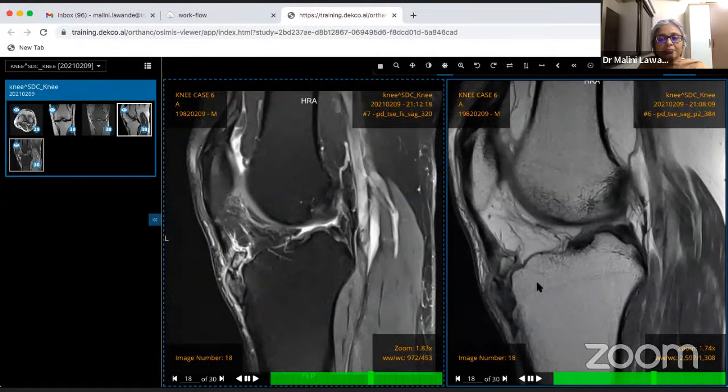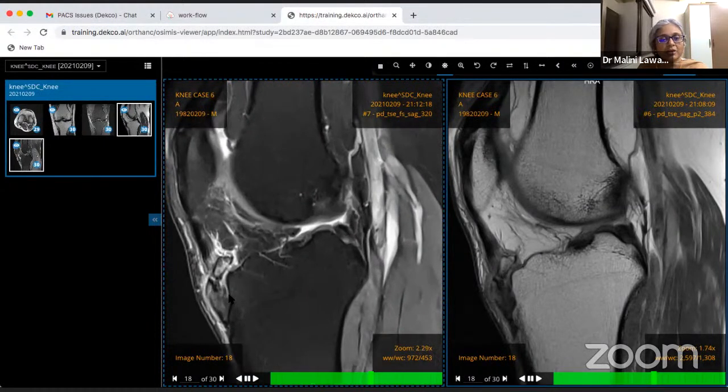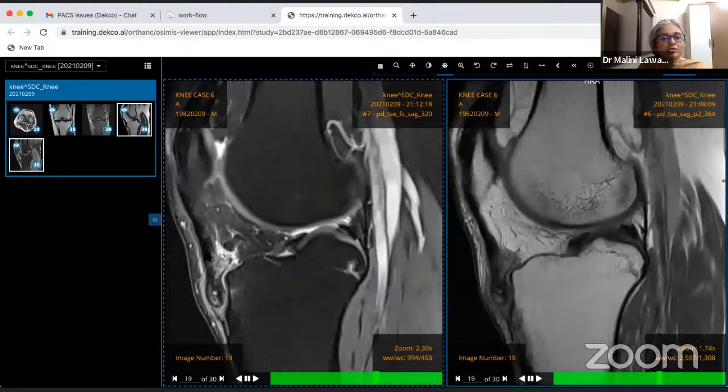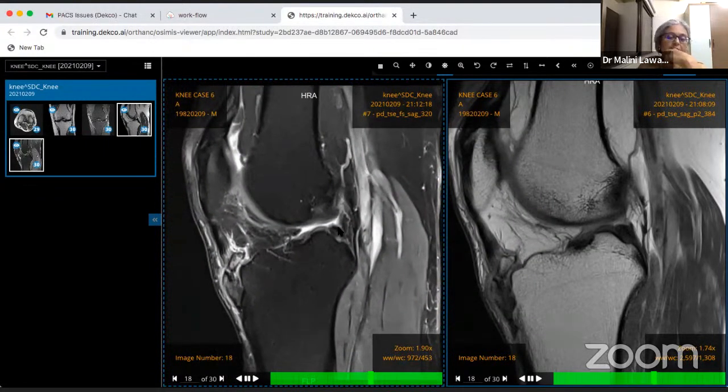This is a PD sequence, non-fat sat, so you can see how bone is seen. This is bone here. So there is fragmentation at the tibial tuberosity with marrow edema. You can see all this bright signal: marrow edema, surrounding soft tissue edema, and tendinosis just adjoining. So all of this fits into Osgood-Schlatter disease.